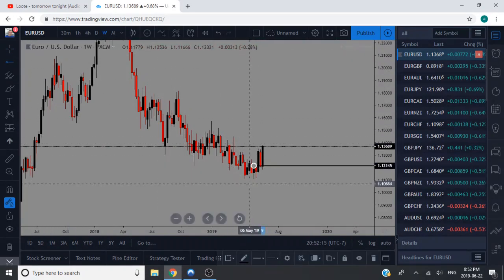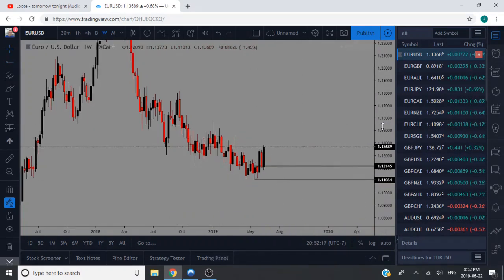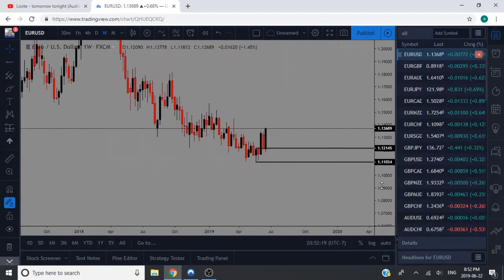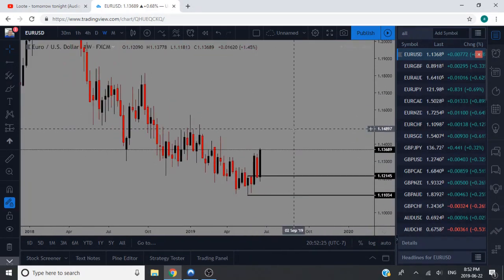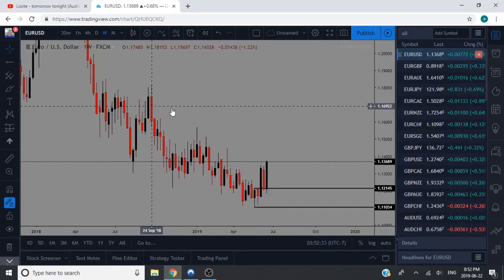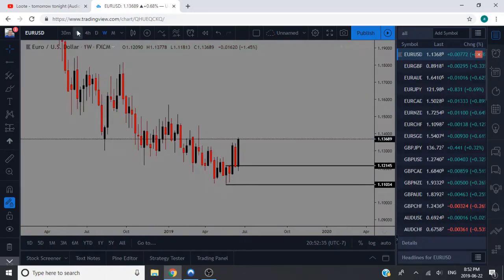Demand, I like this area. And as for supply, I don't see anything. This was supply right here, got taken out. Let's zoom in. This got taken out. Nope, this is tested. I don't like this. This is all tested. I don't like any of this. So we don't really have any supply on the weekly.